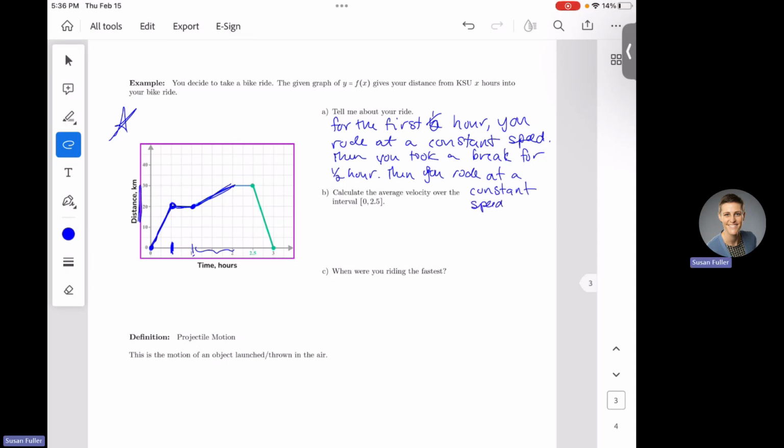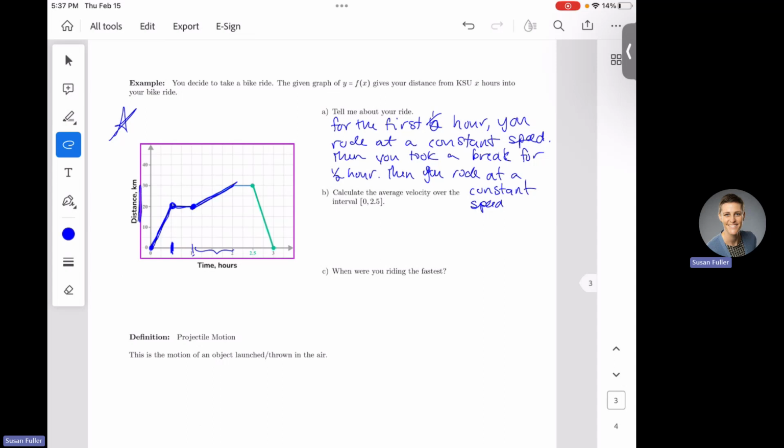And how does this speed compare to the one that you started at? Is it faster? Is it slower? How do you know? Well, again, speed is slope, right? So this slope is rise over run, 20 over 1/2, which is going to be 40 kilometers per hour. For this one, our rise over our run is 10 kilometers over 1 hour. That's 10 kilometers an hour. It's a slower speed, right? It's a flatter line. That means it has a smaller slope. That means it's a smaller speed.